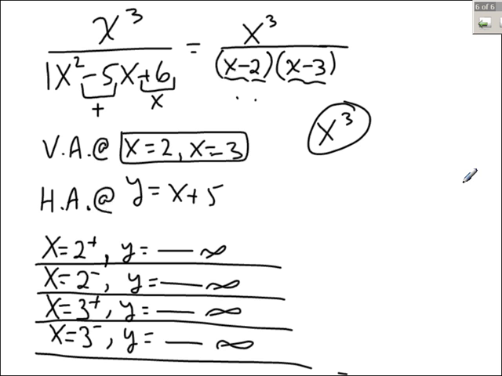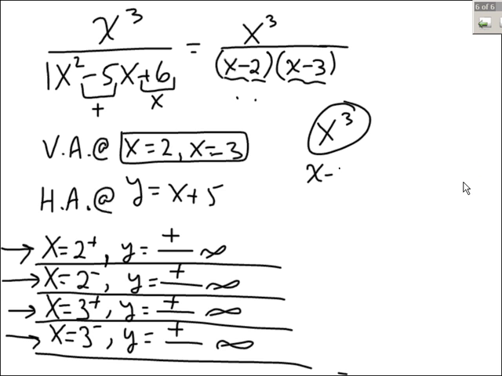Okay, now let's look at x cubed. If x is anywhere near 2, when you cube it, it'll be positive. And x anywhere near 2, even a little bit less than 2, if you cube it, it'll be positive. If x is anywhere near 3, if you cube it, it'll be positive. Anywhere near 3, even a little less than 3, you cube it, it's positive.